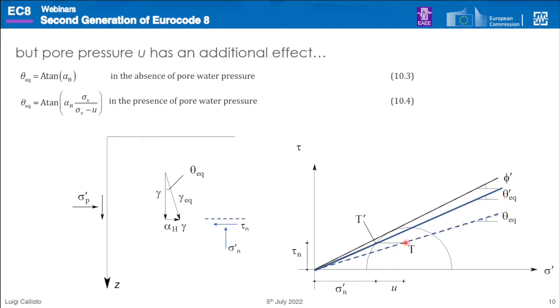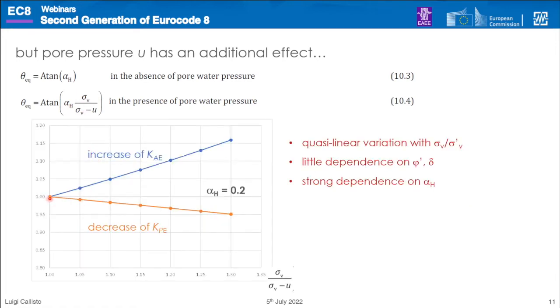This is the reason why the presence of pore water pressure can be regarded as causing an increase in the equivalent inclination of body forces, and this factor that multiplies alpha h is the ratio of the total to the effective vertical stresses. This increase in inclination has the effect of increasing the active coefficient of earth pressure and decreasing the coefficient of passive pressure. Now, the good news here is that for a given value of the horizontal acceleration, the increase and decrease of these coefficients with the ratio of the total to the effective stresses is almost linear. So in fact, we may derive this in a couple of points in our deposit, and then we are able to interpolate linearly.